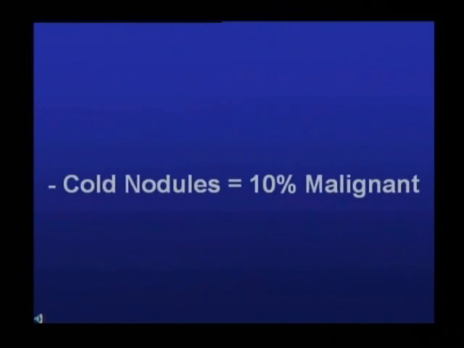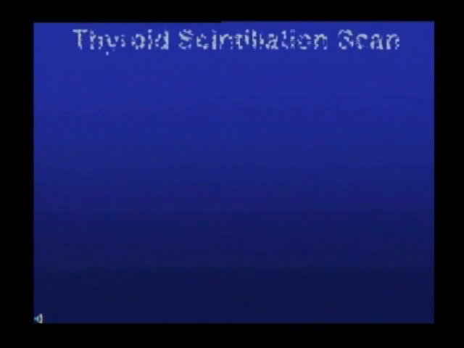To assess whether a nodule is cold or hot, one must use an imaging technique called a scintillation scan. This is a procedure in which either a radioactive isotope of iodine or technetium-99 is administered. These compounds concentrate in the thyroid gland. The activity of the thyroid tissue is then topographically mapped using a scintillation camera.